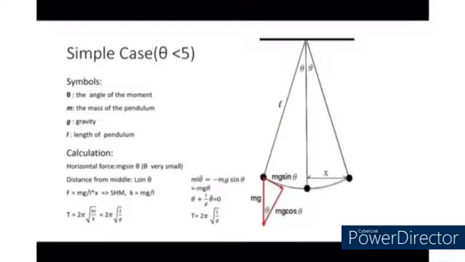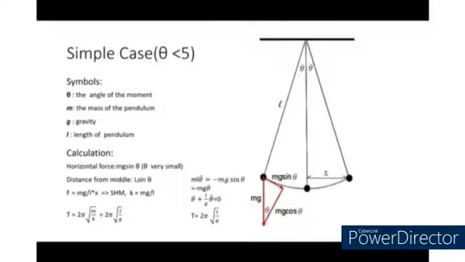Now I'm going to introduce a simple case of the pendulum, which is when the angle of the movement is smaller than 5 degrees. The symbol theta is the angle of the movement, m is the mass of the pendulum, g is the gravitational constant, and L is the length of the pendulum. By analyzing this model, the horizontal force, which is the force that truly acts, is mg sine theta. And the distance from the middle is L sine theta. So we can find that this is simple harmonic motion, which is SHM.